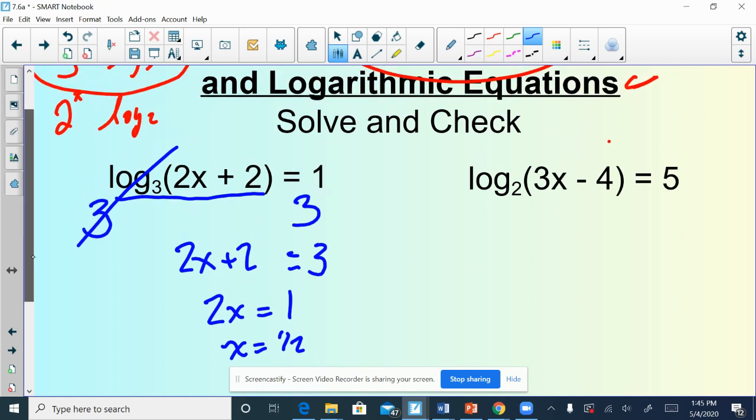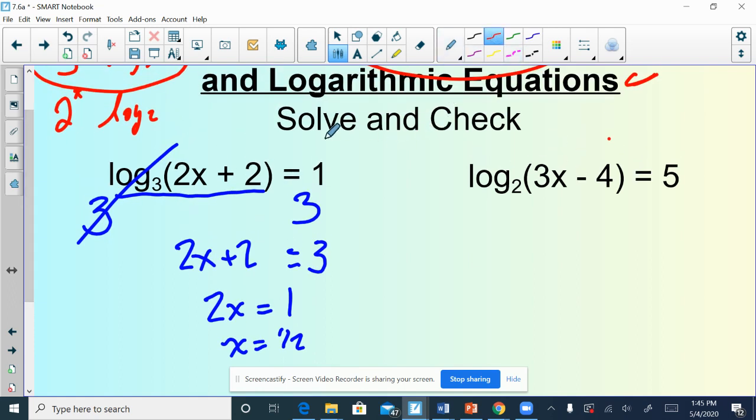If you notice, up here in my directions, not only do I say solve, but I also say check. One of the things that you need to know is you are never allowed to take the log of a negative number. I'm going to say it one more time. You're never allowed to take the log of a negative number. If you do, we've used this term before, that would be an extraneous solution.